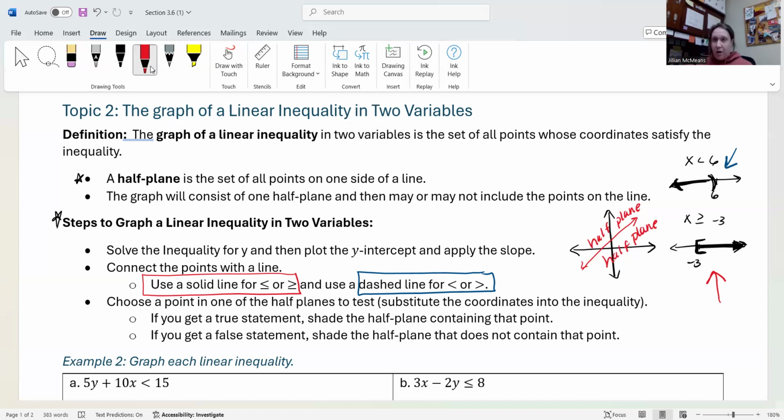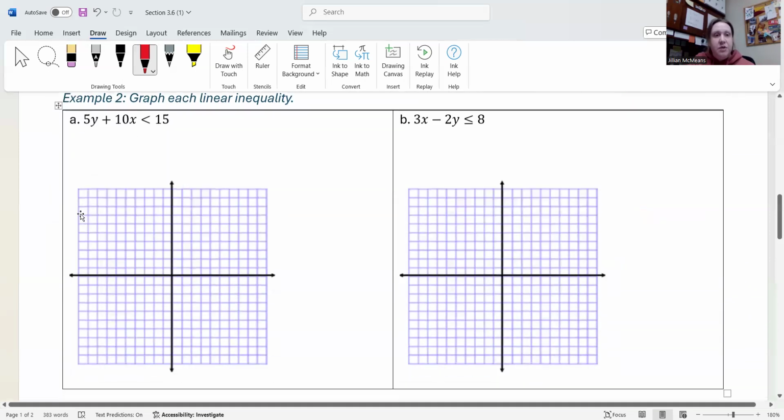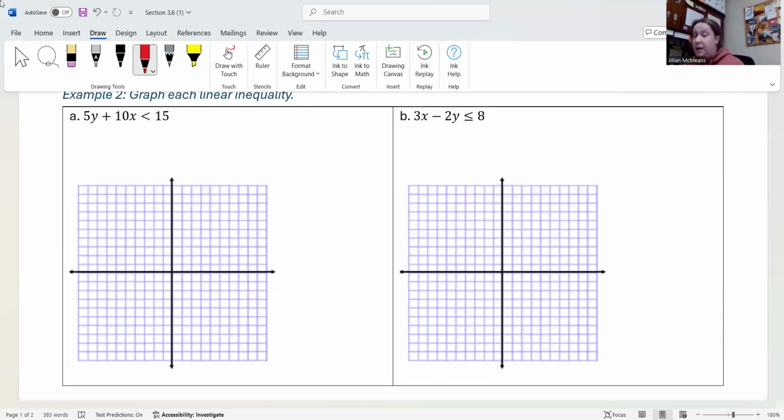So we got a good bit going on here. I think it's easiest to understand with an example, okay? So let's look at some examples here. Example 2 says graph each linear inequality. I'm going to start right off the bat by solving for y, okay? So I'm going to go over here to the side. We have 5y plus 10x is less than 15.